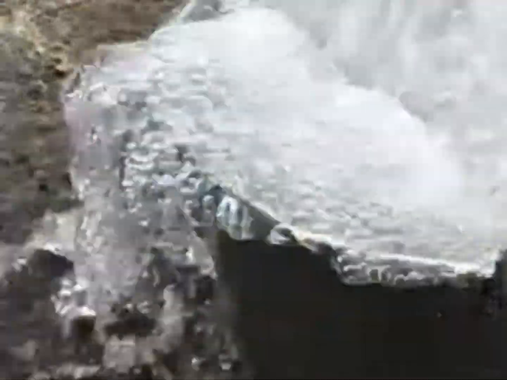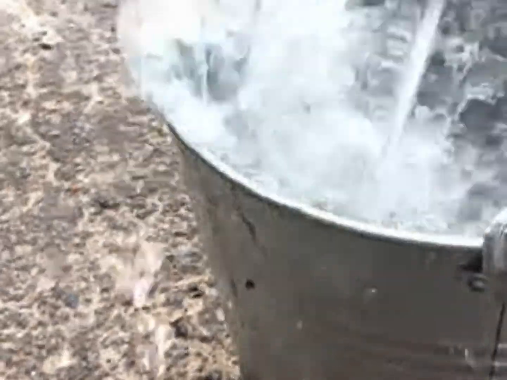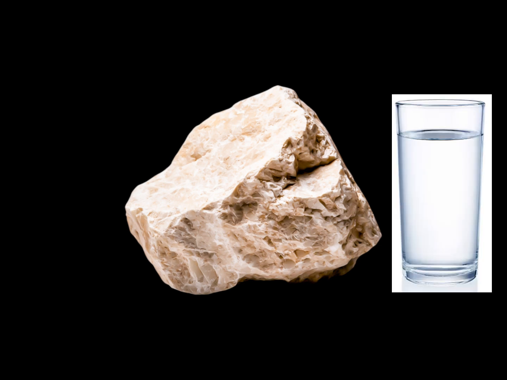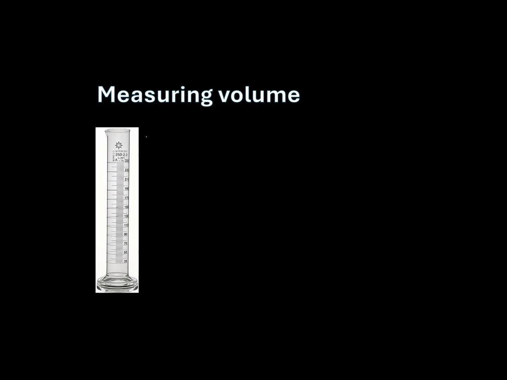What if we have a liquid? What if we have an irregular shaped solid? Not regular like this. What if we have this or this? How can we measure the volume of these irregular shaped solids or the liquid? We have here a measuring tool called the measuring cylinder.